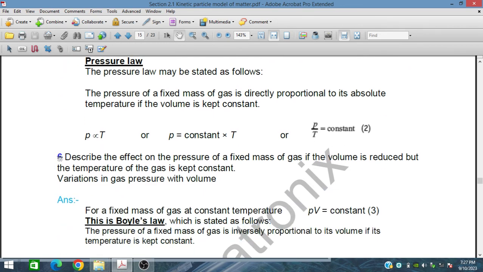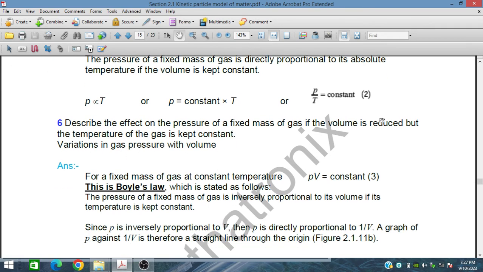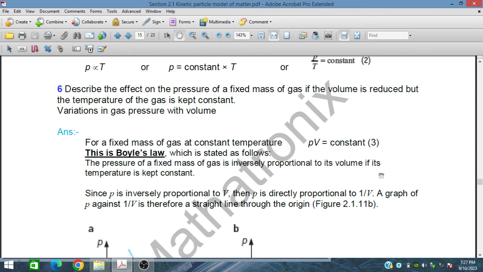In question number 6, describe the effect on the pressure of a fixed mass of gas if the volume is reduced but the temperature of the gas is kept constant. Variation in gas pressure: this is called Boyle's law, and if we increase the pressure, the volume will be reduced. Boyle's law is stated as: the pressure of a fixed mass of gas is inversely proportional to its volume if its temperature is kept constant.